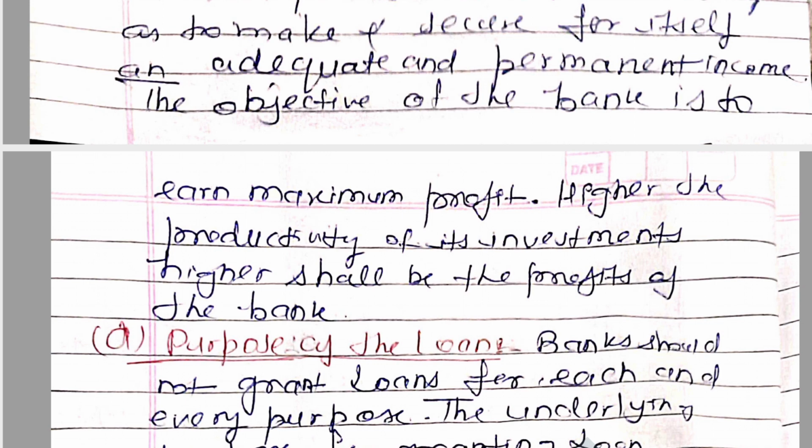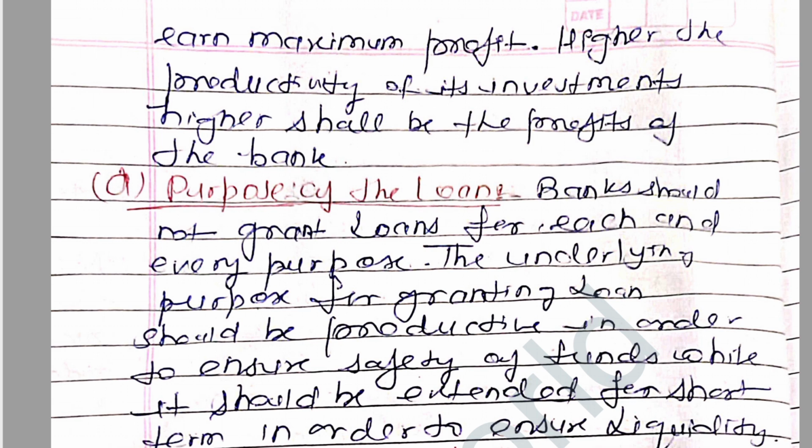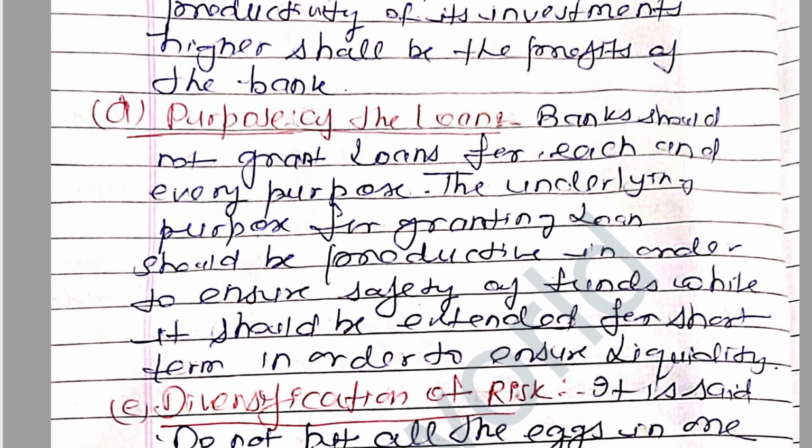The next principle of lending is the purpose of the loan. Banks should not grant loans for each and every purpose. The underlying purpose for granting loans should be productive in order to ensure the safety of the funds, while it should be extended for that time that must be sought in order to ensure the liquidity.